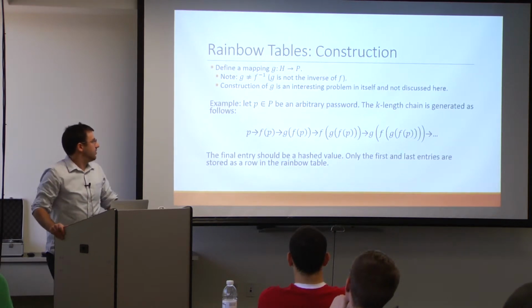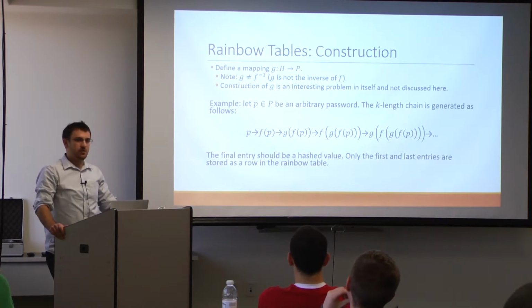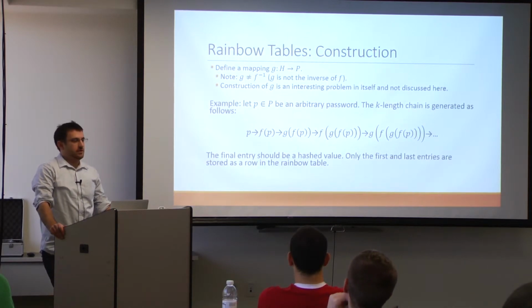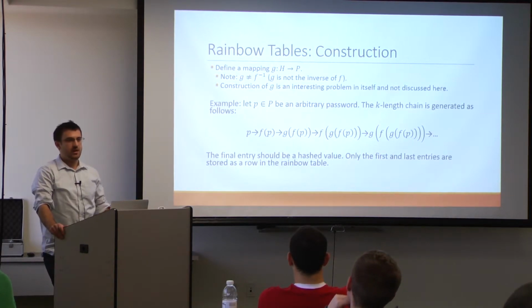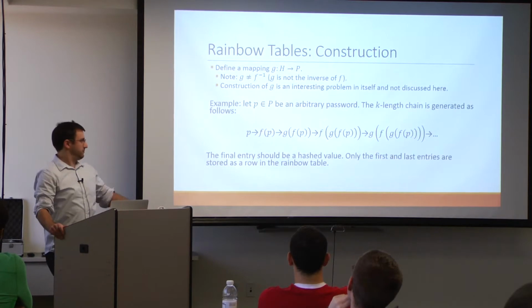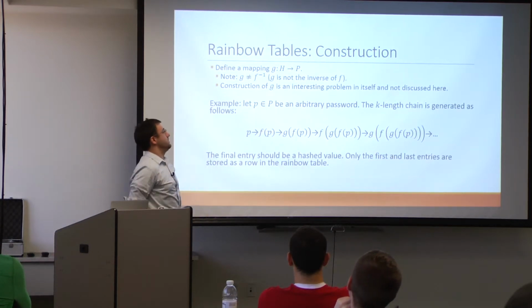We could spend a whole hour talking about how g is constructed. An example would be you have a hash value, and you take the last 4 characters of it if you want to find 4 character long passwords. That's just a very simple example, but there's a whole theory that goes into constructing g.